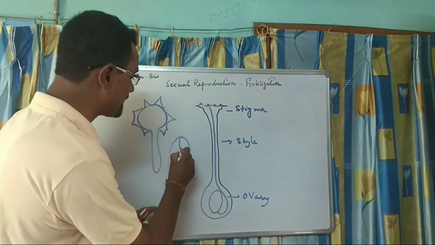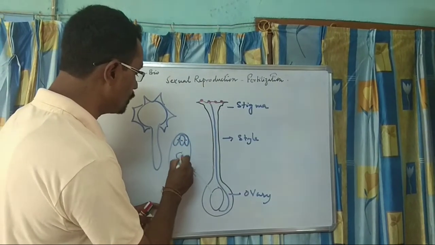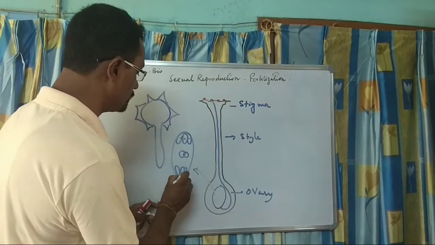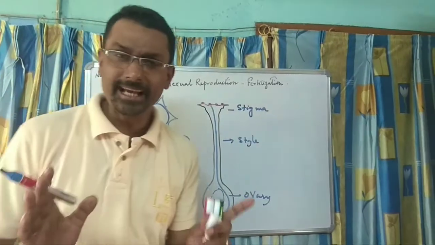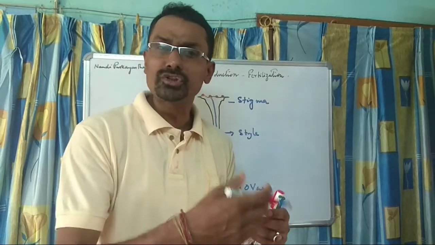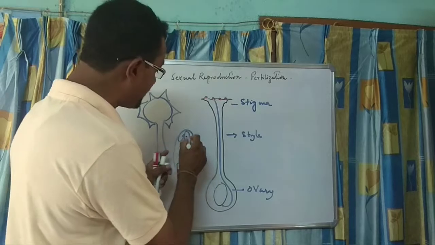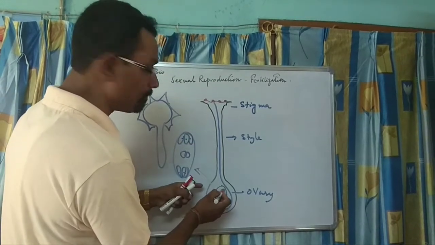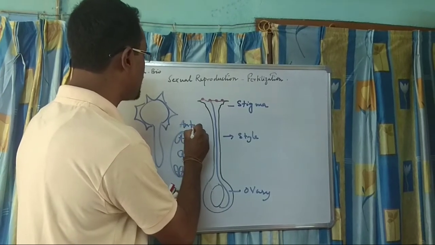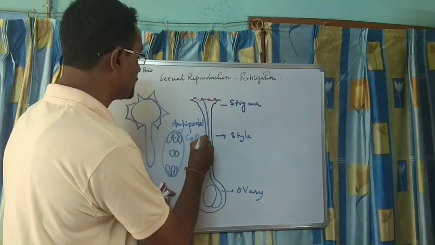How many cells? 8 cells. 3 at the top here, 1, 2, 3. 2 in the center and 3 at the bottom. So how many cells will be there? 8 cells in the embryo sac. Keep this in mind. How it happens, the procedures and all, you will be learning in class 12. So these 3 cells at the top are called antipodal cells.